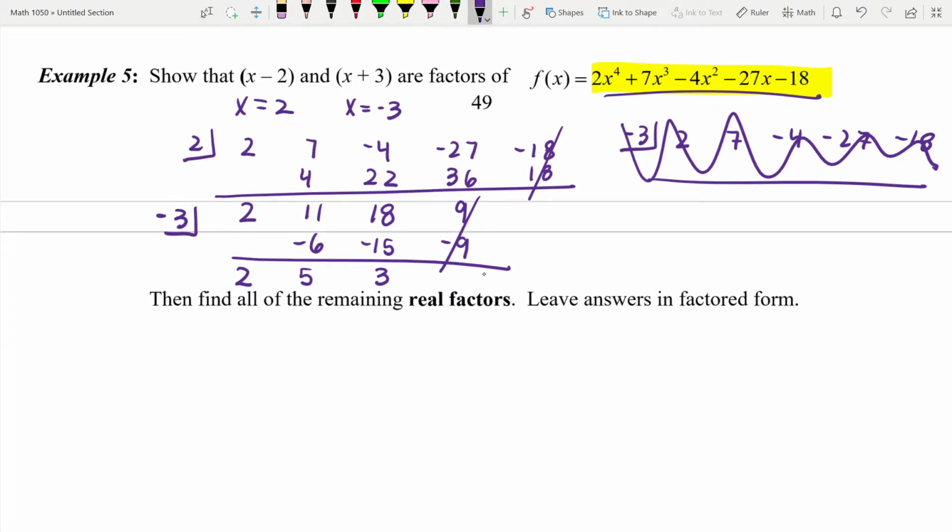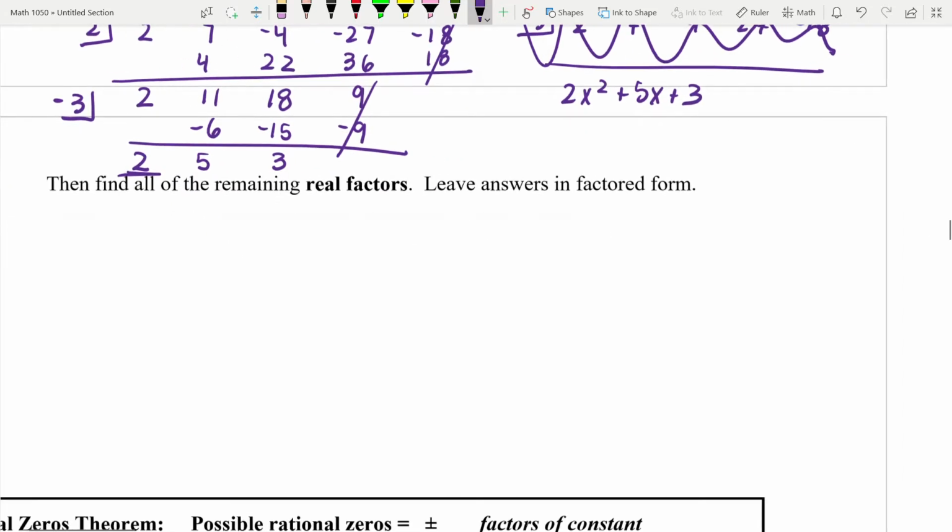Guys, listen. This biggest exponent is a 4. I did synthetic division twice. 4 minus 2 is a 2. So that's got to be an x squared. So now I have 2x to the second plus 5x plus 3. They want the factors. They don't want the solutions. They want the remaining factors. So I'm not going to set it equal to 0. I'm just going to try to factor it.